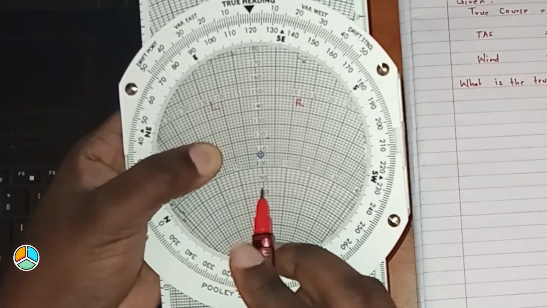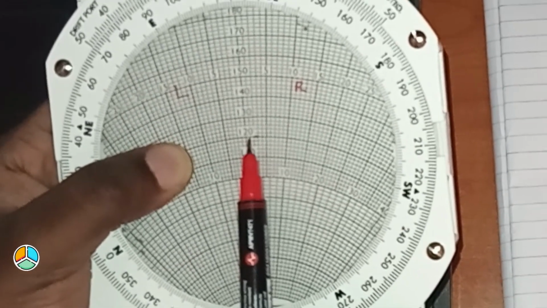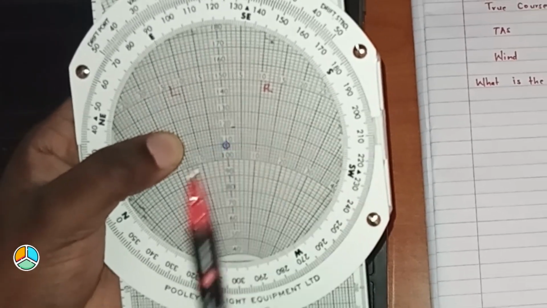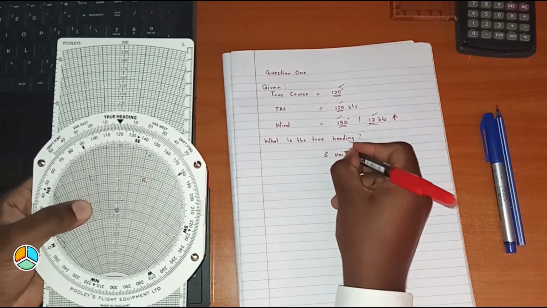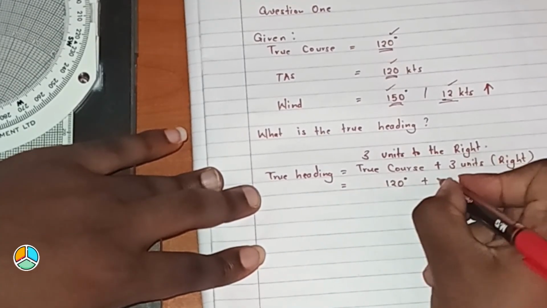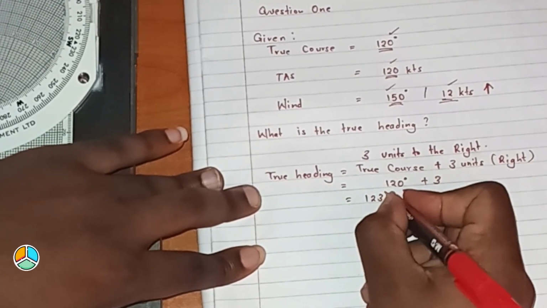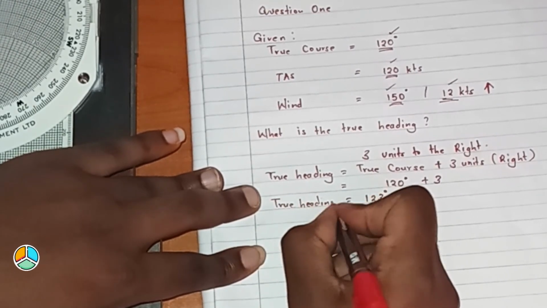However, on this example question, our marking is towards our right side. So we will count the number of units from the longitudinal axis towards our marked point. Our number of units is 3 and it's towards our right side. Therefore, to get the true heading, it will be true course plus the 3 units to our right. The value that you will get, that will be our heading.